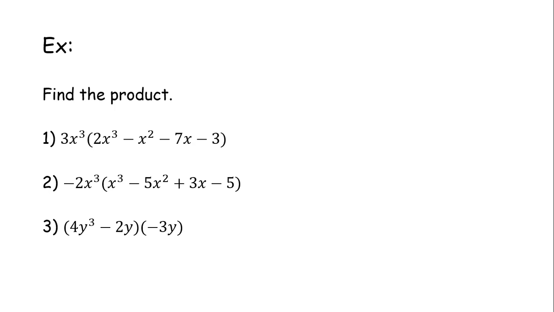So what I will do is start distributing. Remember, when you distribute, we like to do arrows. It makes our life much simpler. So let's start. 3 times 2, those are numbers, we multiply to 6. x cubed times x cubed, because they are powers of the same base, we add exponents. So 6x to the 6th. Let's go to the second part. 3x cubed times negative x squared is negative 3x to the 5th.